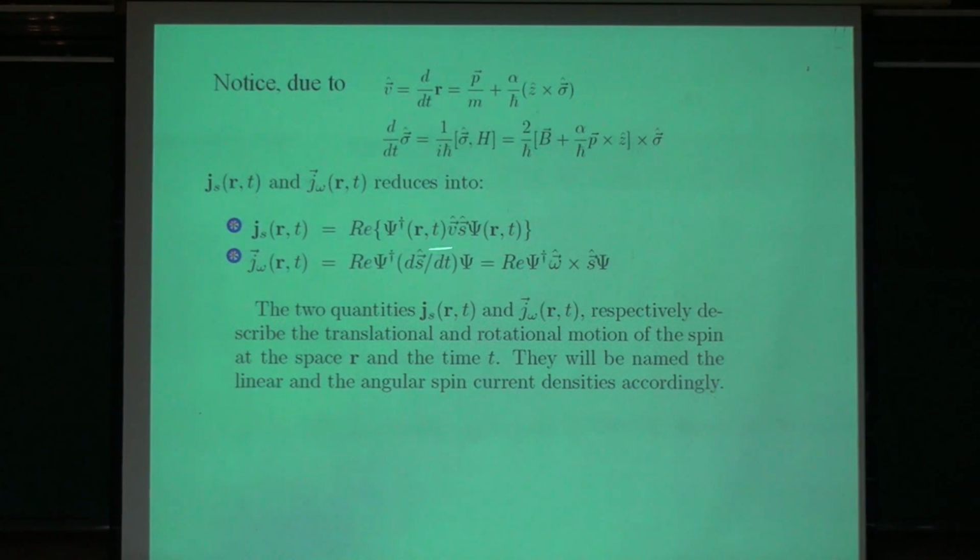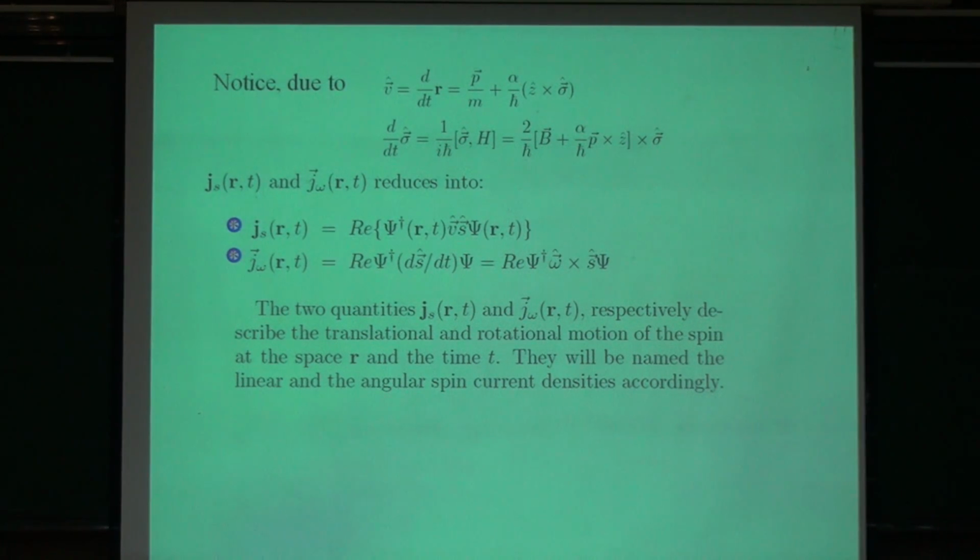Now, what happens if you have a spin motion, a spin current? What will happen? Naively, charge motion will create a magnetic field, and spin motion will create an electric field. So why will it create an electric field?